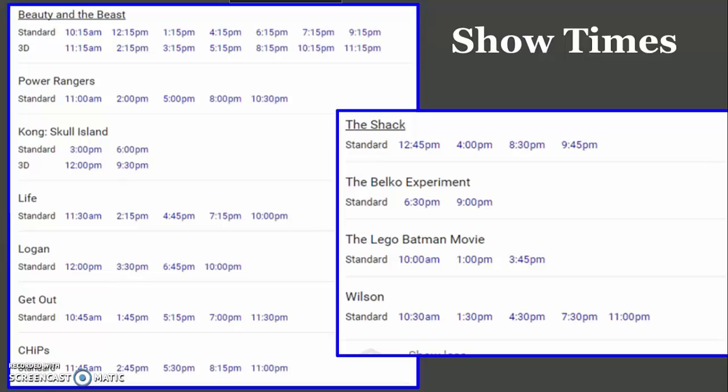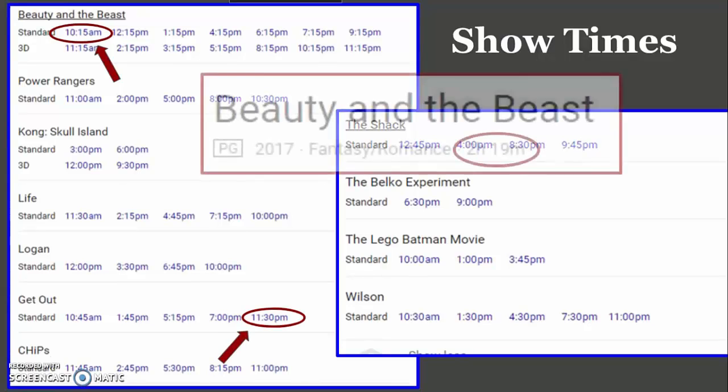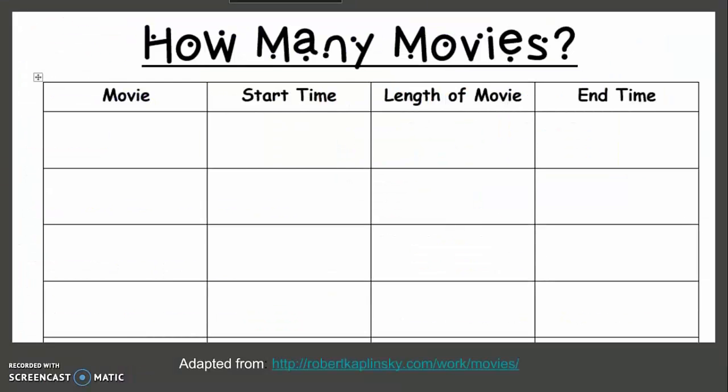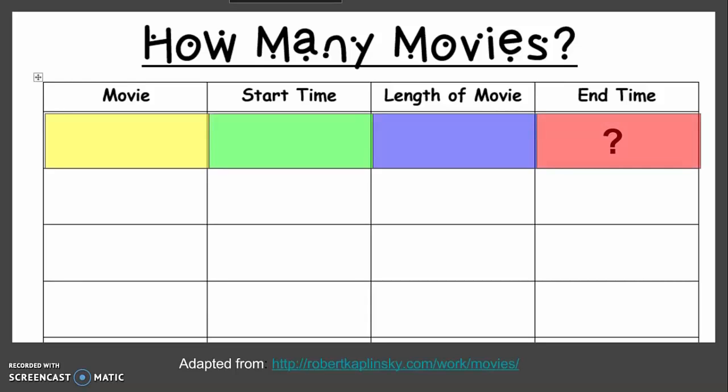This culminating task challenges students to see how many movies they can watch in one day. When assigning this task, it is important to select a theater that has show times that begin before noon and extend late into the evening. After locating show times, teachers can then research the elapsed time of each movie. As students choose the movies they would like to watch, they begin with the start time and use the length of the movie to determine the end time before selecting the next movie to watch.